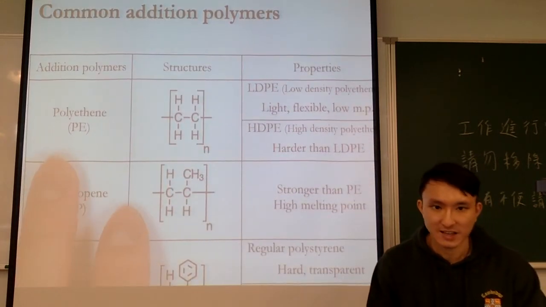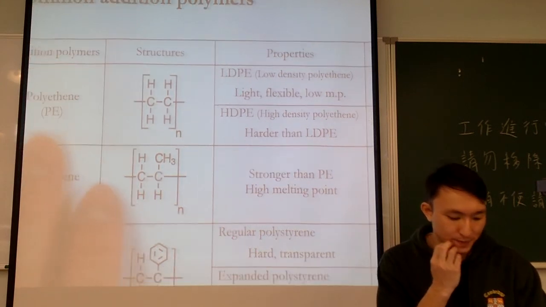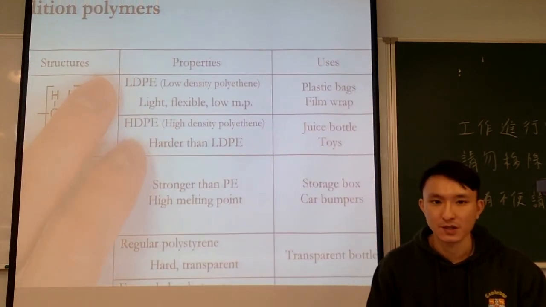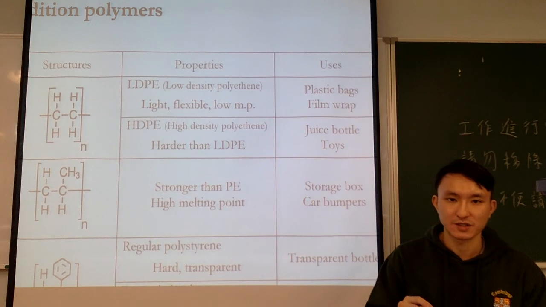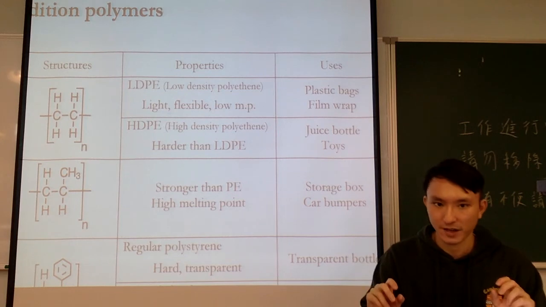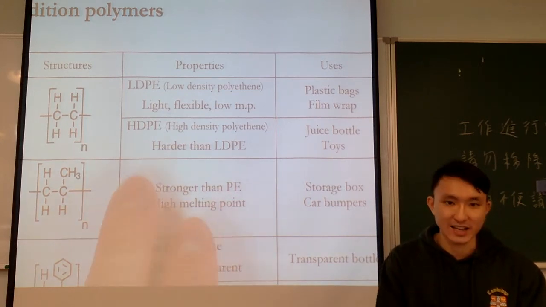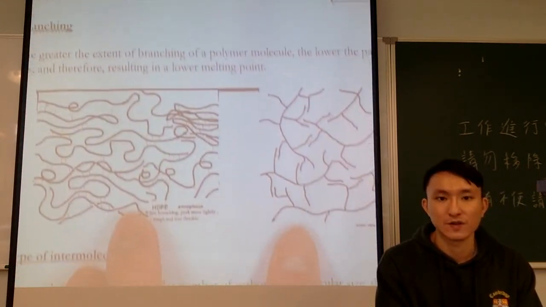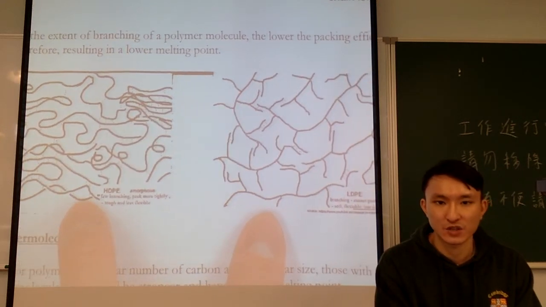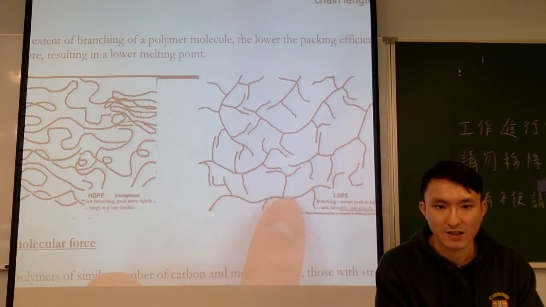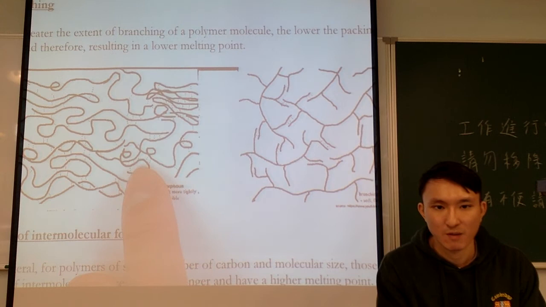Now let's start with polyethylene. Polyethylene is the basic one, made from ethene molecules. There are two types: low density and high density. The difference is whether the chain has a lot of branch chains or side groups. I can show you with the diagram on page 59, where you see two diagrams. The one on the right has a chain with a lot of branches, and the one on the left has almost no branches. They are all straight chains, just coiled up a little bit.